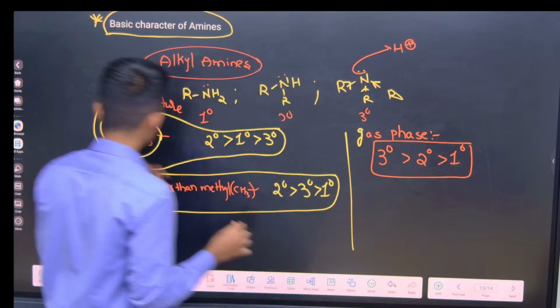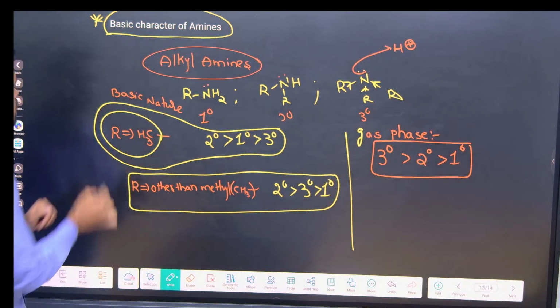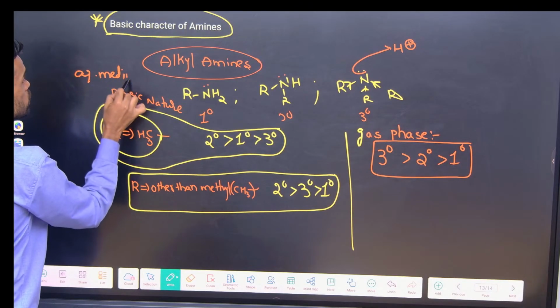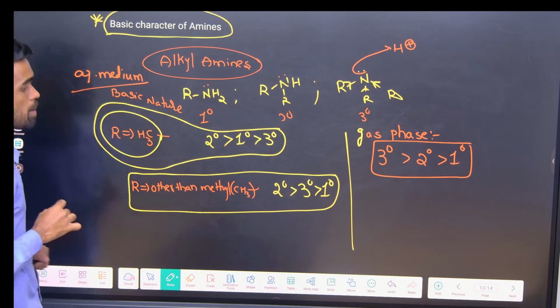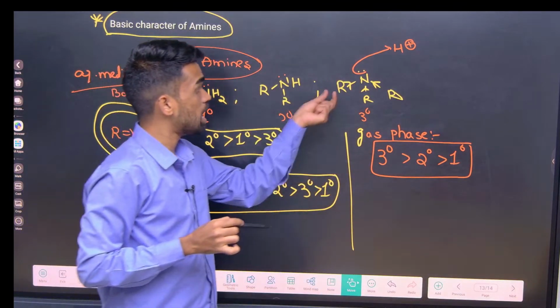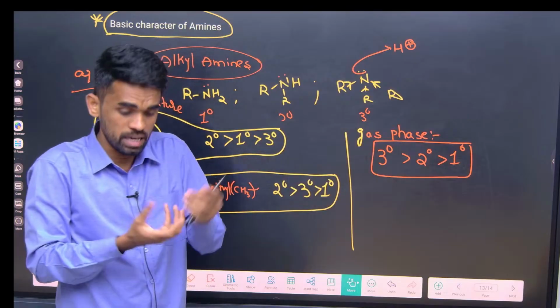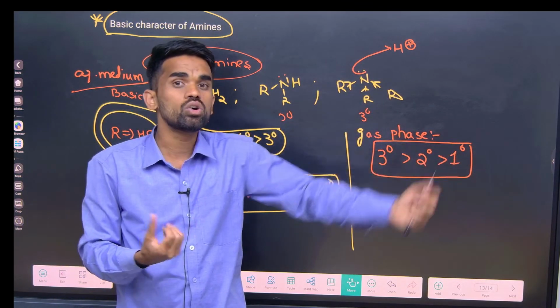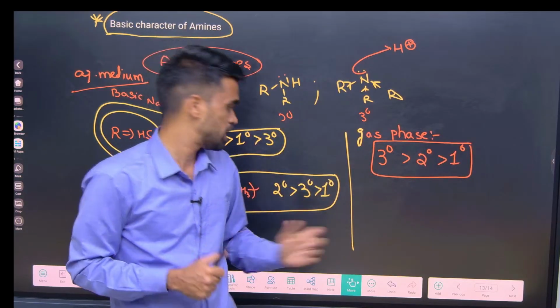But here, which I have given, this is in aqueous medium. So in aqueous medium, what happens? We need to not only check these alkyl groups, but we also need to check the stability of the conjugate base formed. Why do we need to check for the conjugate base formed?